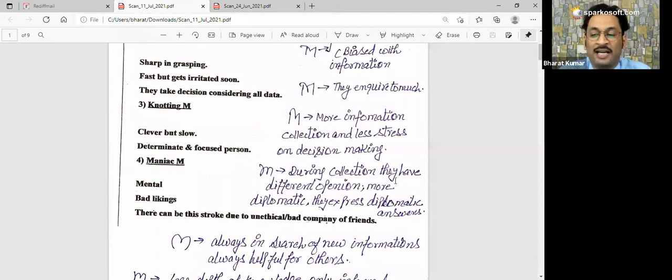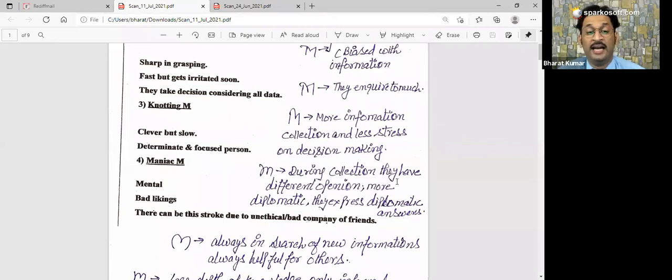Can anyone tell me if you are using this kind of M? During collection of information, they have a different opinion. Meaning you will say, okay, the office is in the east. So they can ask, which east? Where is the east? Your east, my east. So they make unnecessary collection of information, or they make loops in the information.